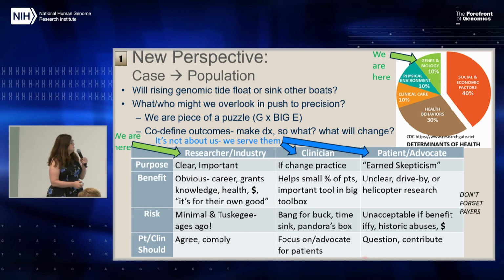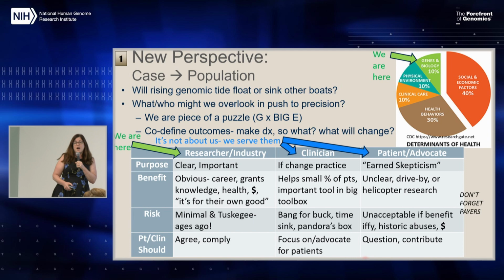Whereas clinicians are going to look at the purpose and say, well, research is good if it changes what we do. The benefit of genetics is that it probably helps a small percent of our patients, but it's one tool in a big toolbox. And the risk is, what's the time sink? What's it going to take me away from doing? Their focus is on patients. For patients, we have what's called earned skepticism. What is this really going to do for us?